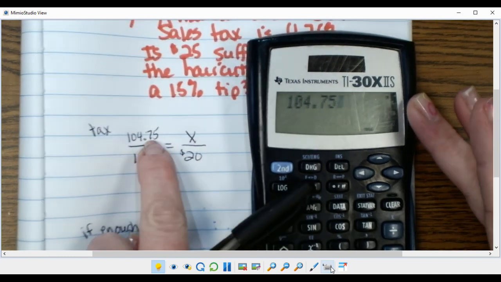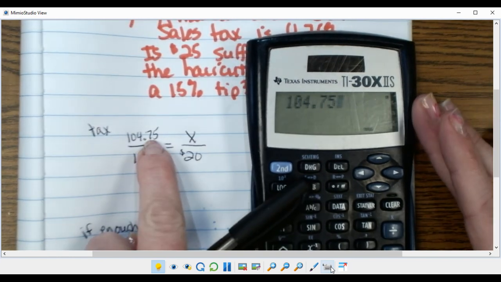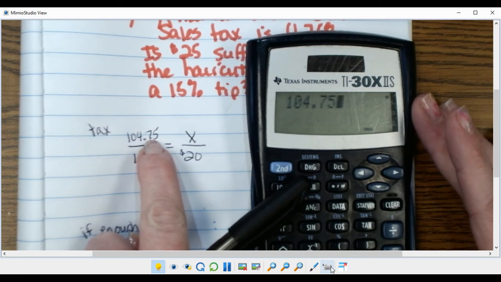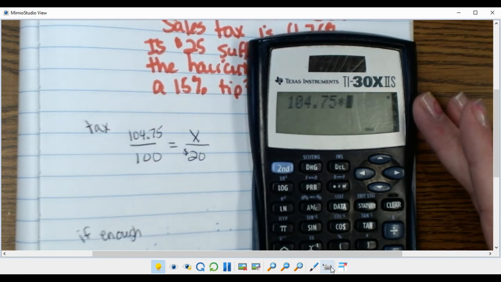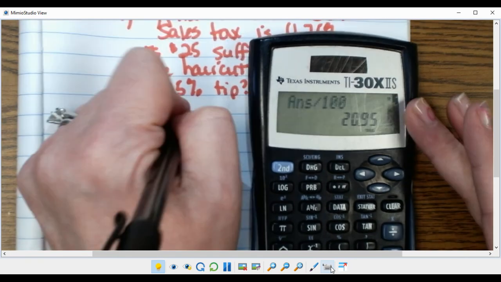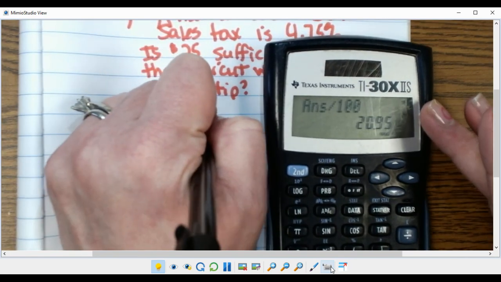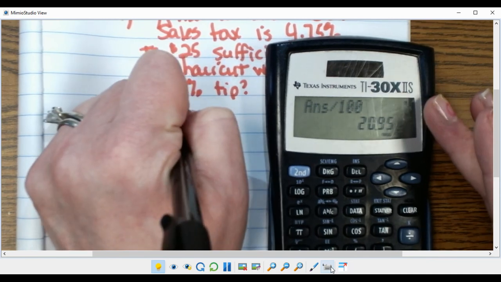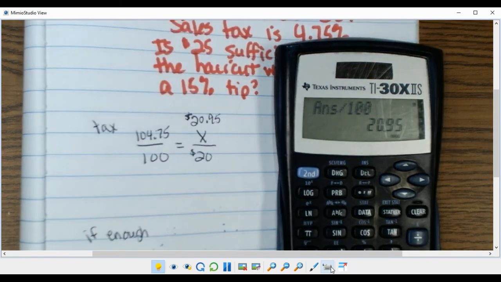104.75. Don't ignore this decimal. Don't be afraid of decimals. They are a regular part of life. And if you start dropping them off, you're not going to have accurate information. Times 20 divided by 100. I get $20.95. So I have to hand at the checkout counter $20.95. $20 to the shop, 95 cents to the state for tax.